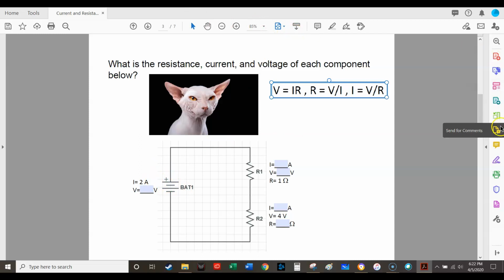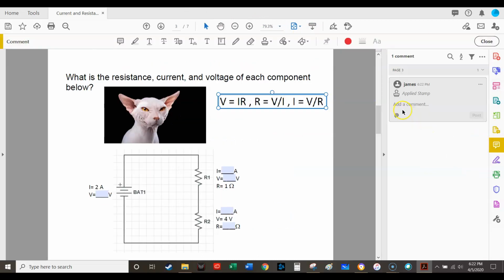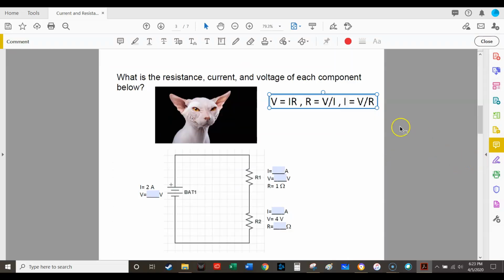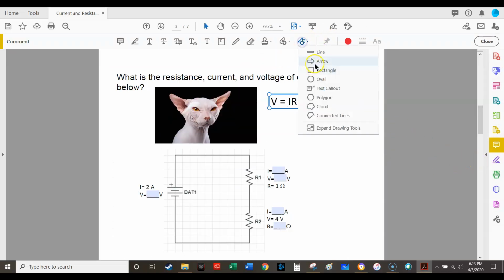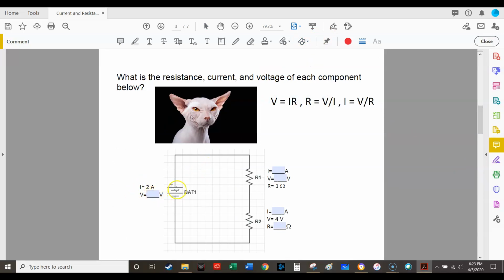I'm going to go ahead and use comments, and again, this pops out every time. I have to hit the little arrow button to put it back in place. I'm going to go ahead and map the current. We know there's a current of 2 amps coming out of the battery, and that means we know the amount of current going into the battery. So if 2 amps is leaving, 2 amps is coming in.